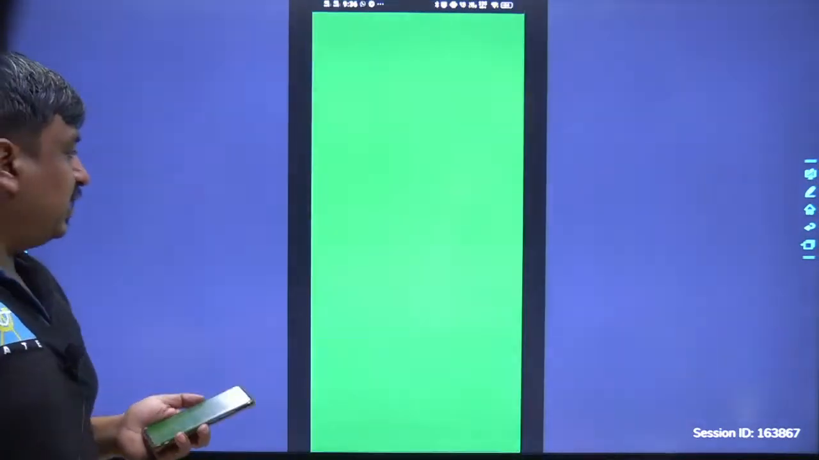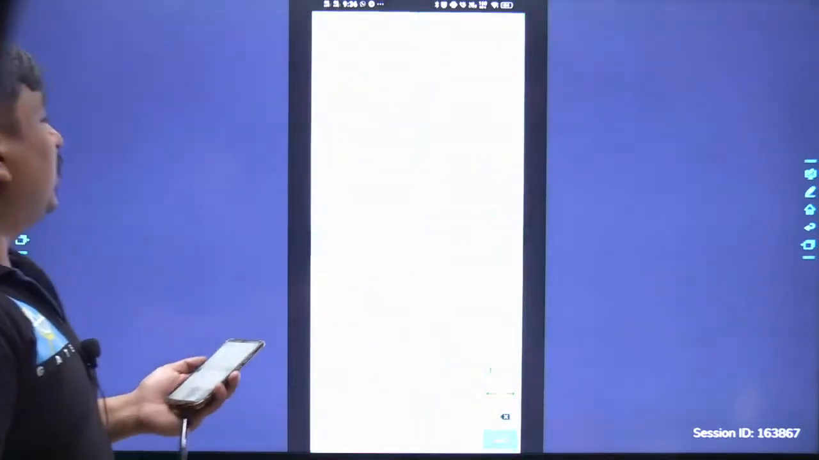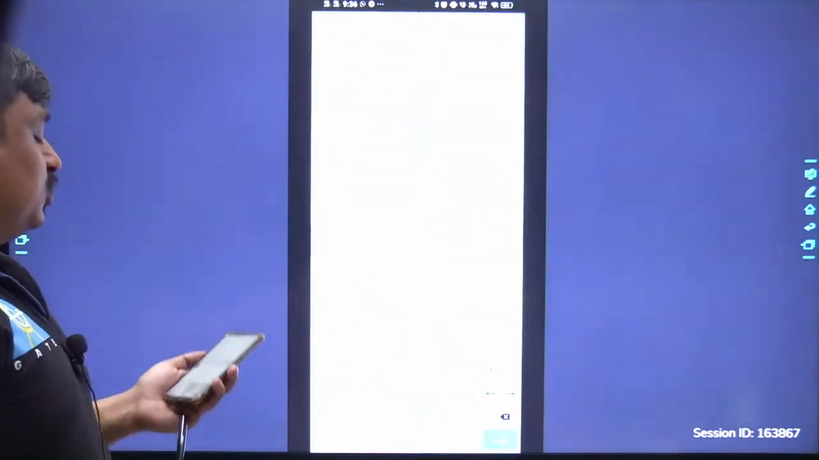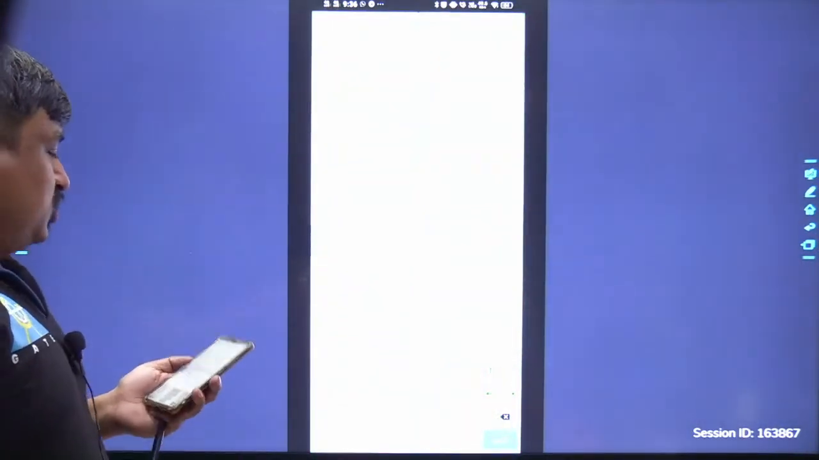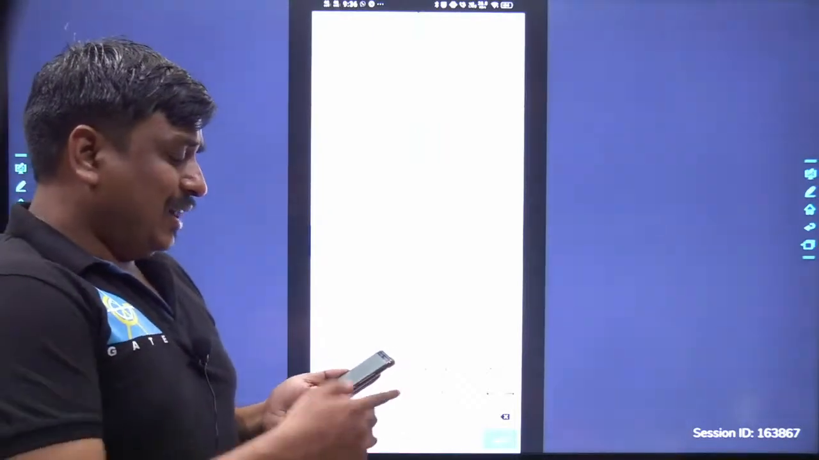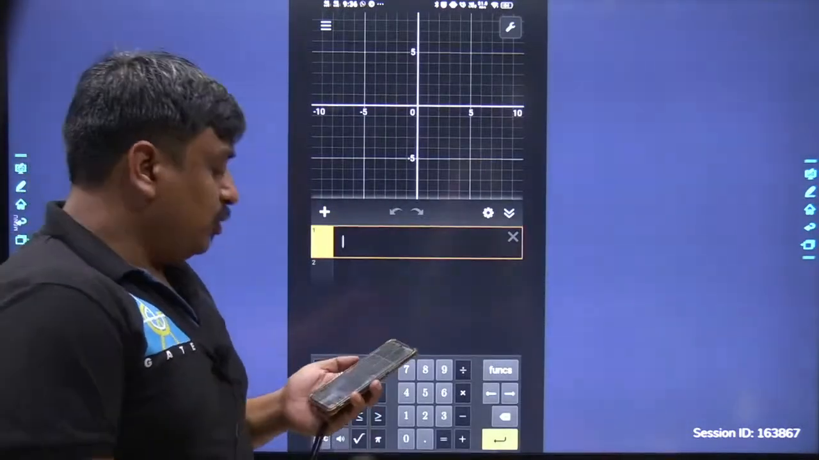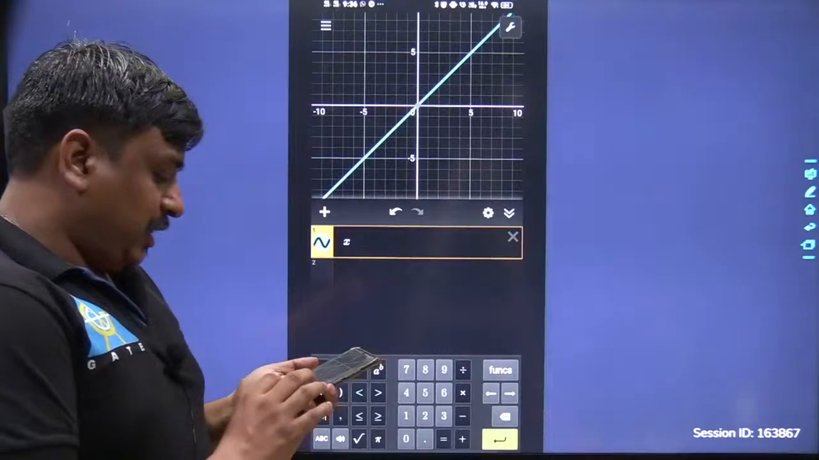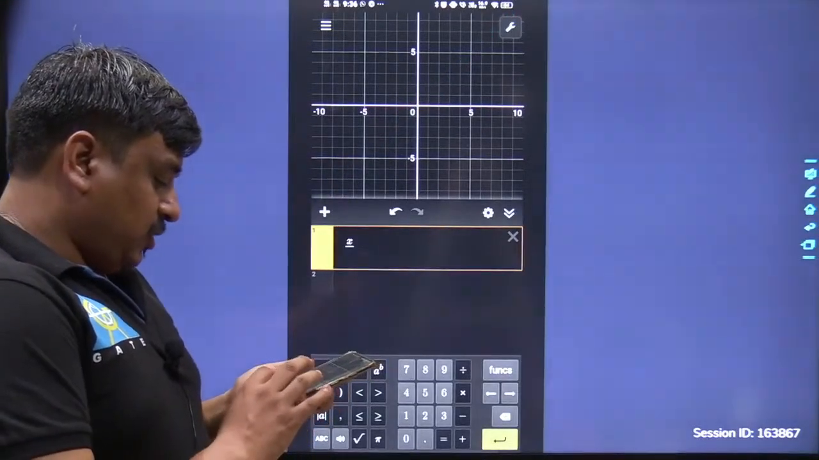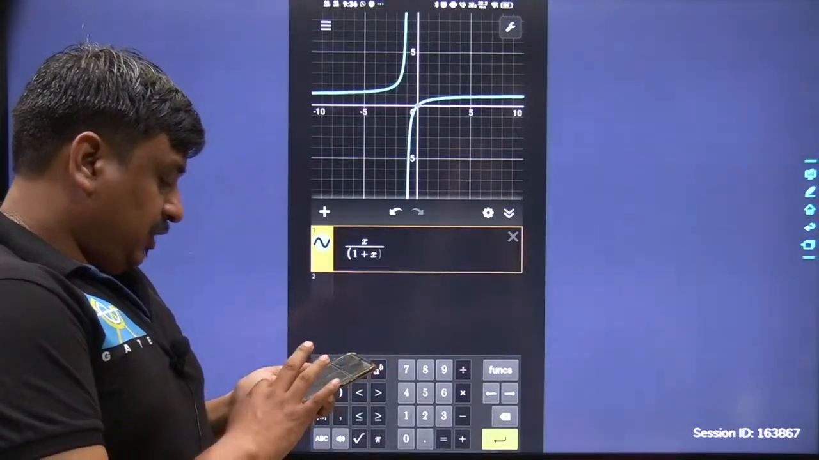Which application do I use? Obviously, many of the students who have been attending my class since the very beginning must know about it. Yes, Desmos we use. The function we are going to enter is x divided by 1 plus x. Let me change the background color so that the visibility improves. And here it goes, x divided by 1 plus x. See how the curve looks.